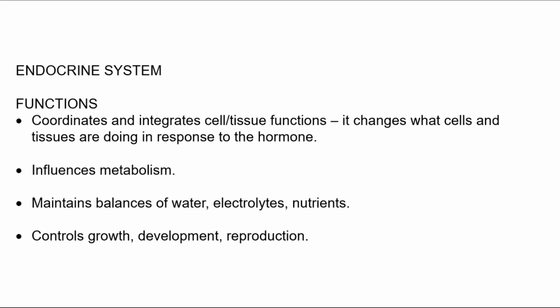The endocrine system functions in coordinating and integrating the activities of cells and tissues within the body, altering what those cells and tissues do in response to the hormones that are secreted. The endocrine system also regulates metabolism within the body, maintaining balances of water, electrolytes, and nutrients. The system also regulates growth, development, and reproduction, as several hormones are responsible for the maturation and normal adult functioning of the reproductive structures to produce ova and sperm.